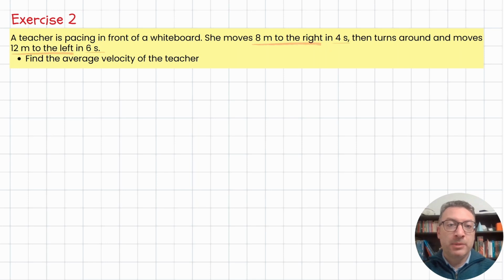So let's highlight the important data in the text. And notice that when scanning an exercise like this, it is important to take note whether the movement is in the right and the left direction, because that is important to define displacement correctly. The unknown is the average velocity of the teacher.